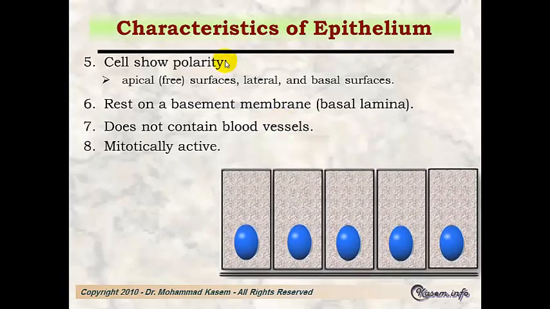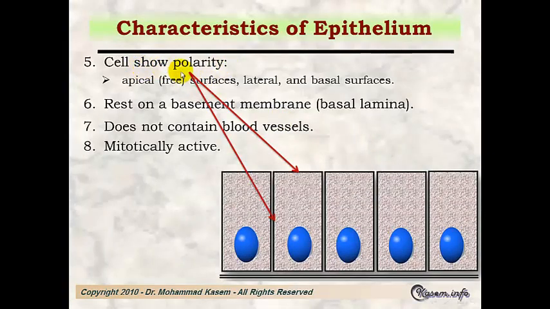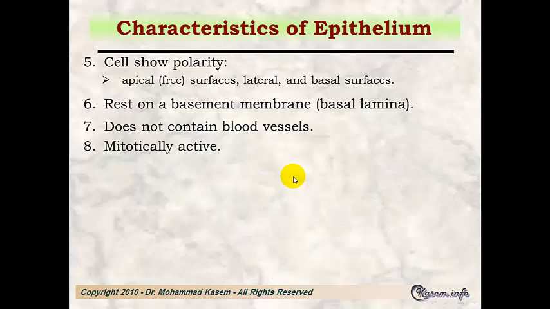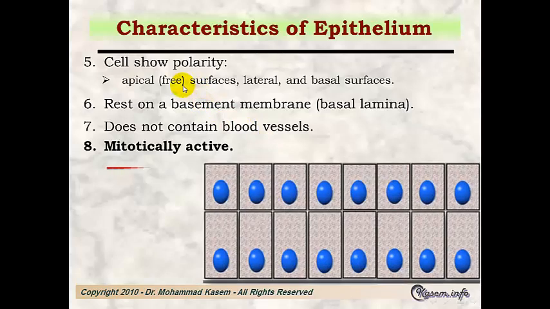Characteristics of epithelium also include cell polarity. Polarity means the cell is different at the apex from its base. There are differences between the apex and the base. With polarity, it has a free surface on top, and lateral and basal surfaces. The basal surface usually touches the basement membrane. They rest on a basement membrane, and this is one of the very characteristic features of the epithelium.